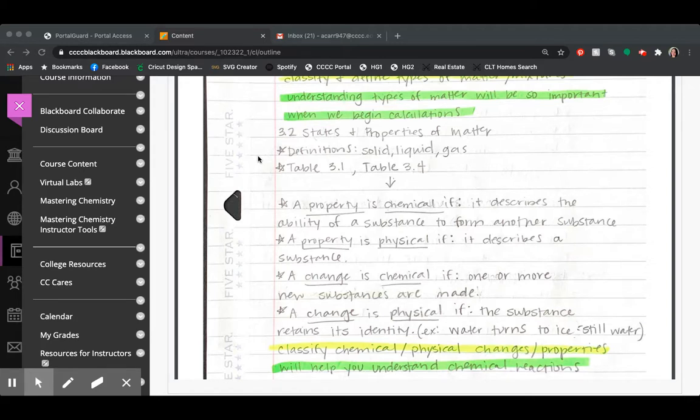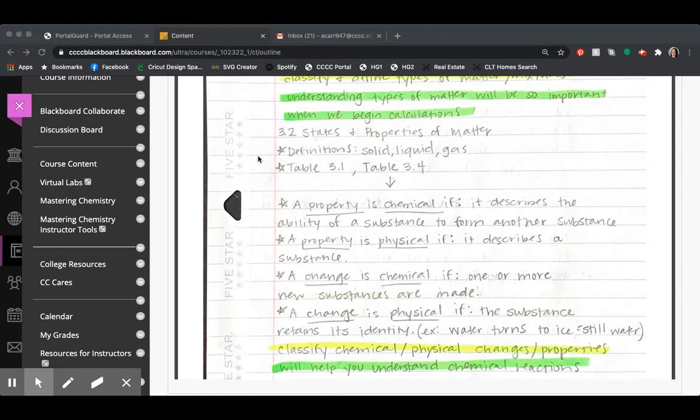So for example, gas particles are moving all over the place, all around the container if it was in a container, and they're really far apart and moving really, really quickly. In a liquid, they're kind of moving past each other. So they're closer together than a gas, for example.